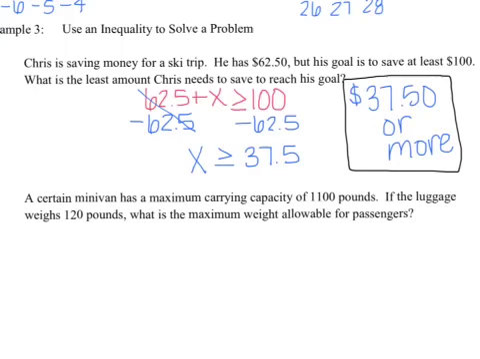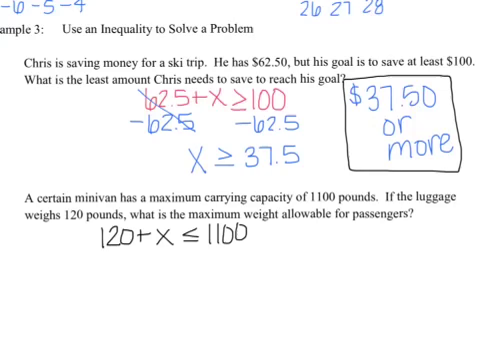All right, so same idea for B. A certain minivan has a maximum carrying capacity of 1,100 pounds. If the luggage weighs 120 pounds, what is the maximum weight allowable for passengers? So we already have 120 pounds in the van, plus we are adding weight for people. And that cannot exceed 1,100, so it needs to be less than or equal to that 1,100. It can be 1,100, but it can't be anything more than that.